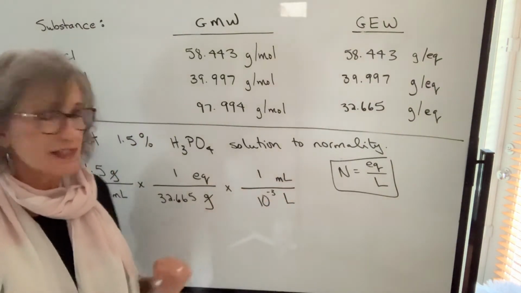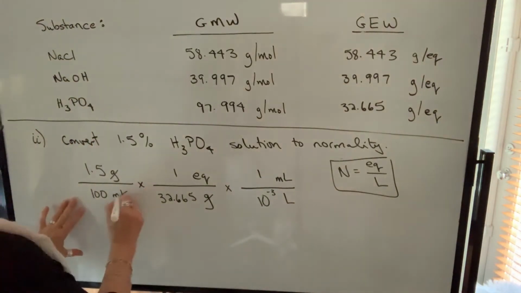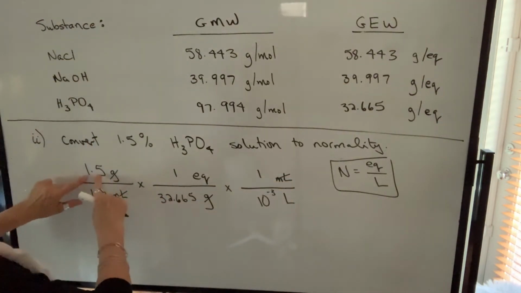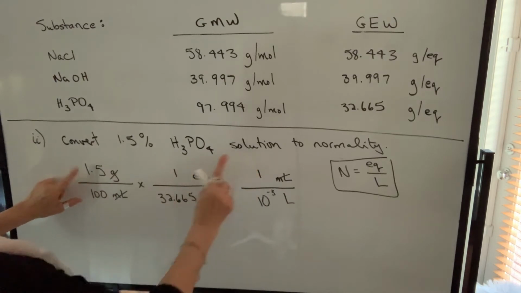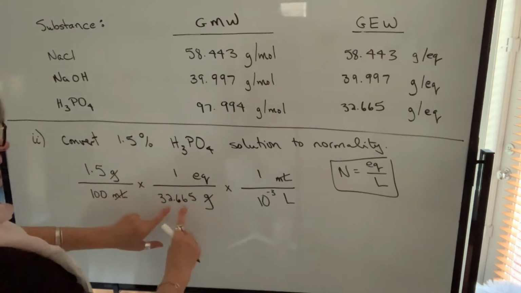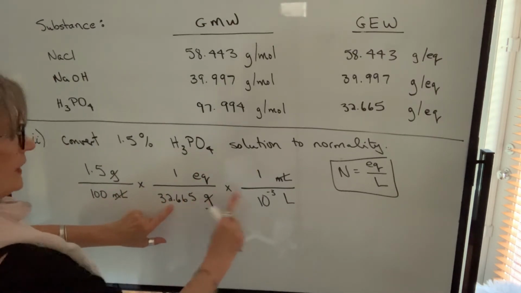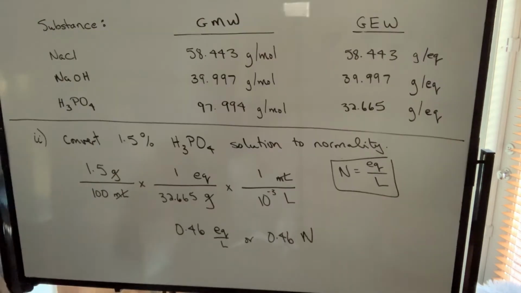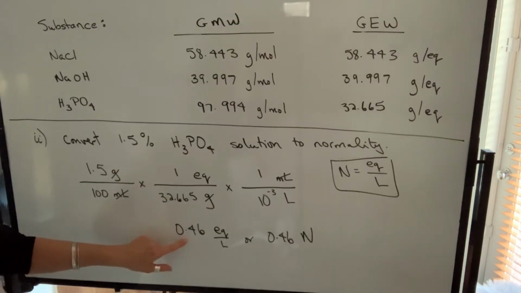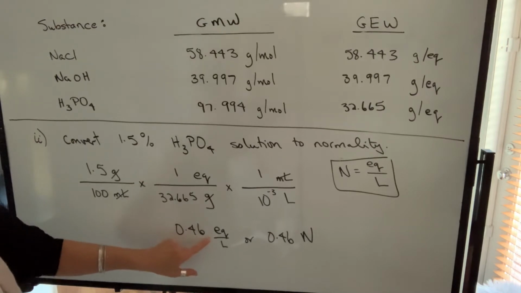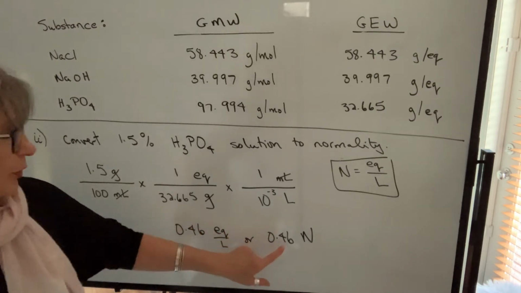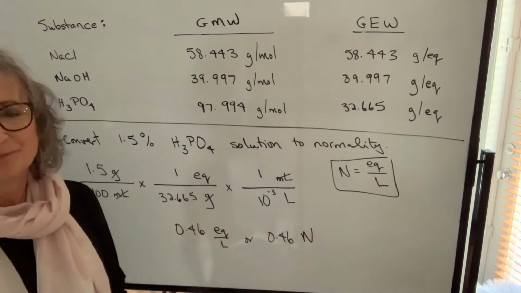Either option will give you the same result. So now milliliters will cancel, so we're going to have 1.5 times 1 times 1, divide by 100, divide by 32.665, divide by 10 to the negative 3, and when we do that calculation, we'll get 0.46. So you can write that as equivalents per liter, or 0.46 capital N.